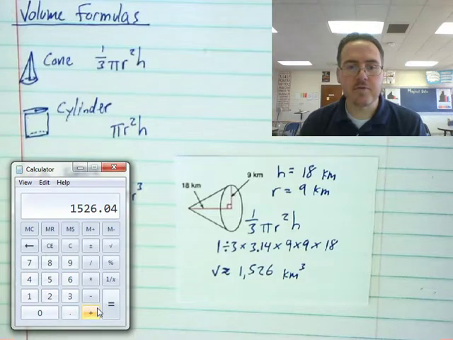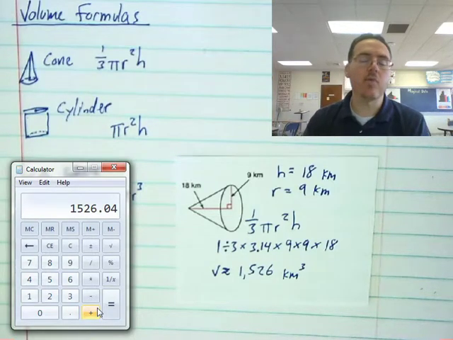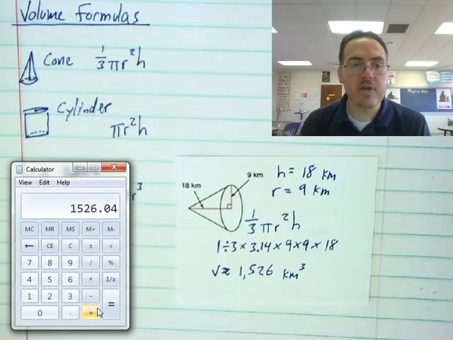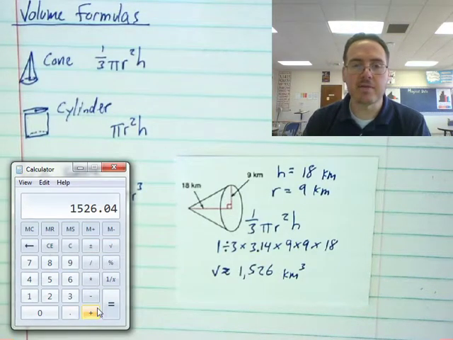Finding the volume of cones. Pretty simple. If they give you the radius and the height, it's generally a very simple process. Just use the formula as a machine, pump out an answer. Let's move on to another problem.